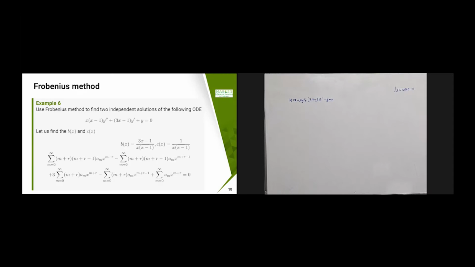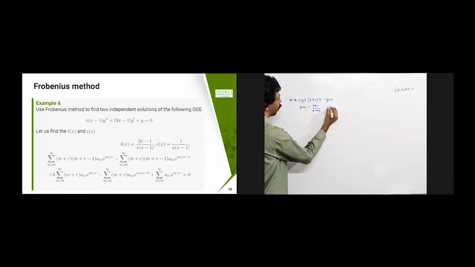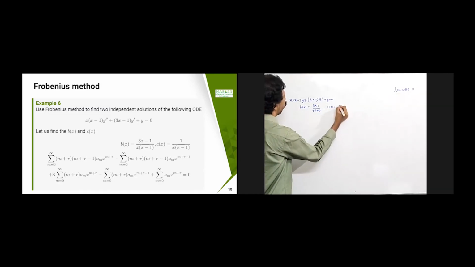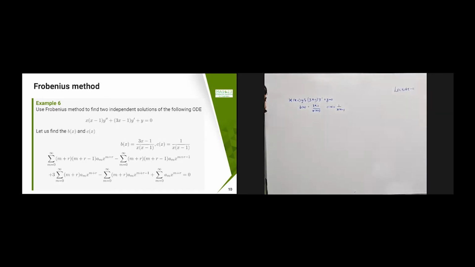So I'm going to see what is p of x. Here p of x is nothing but (3x minus 1) divided by x(x minus 1). q of x is nothing but 1 by x(x minus 1). So clearly you can see that x equal to 0 and x equal to 1 are regular singular points, not ordinary points.